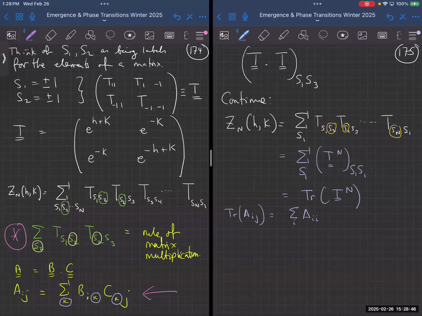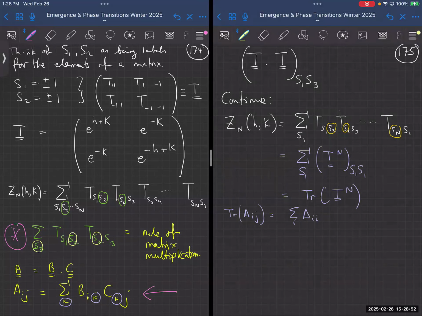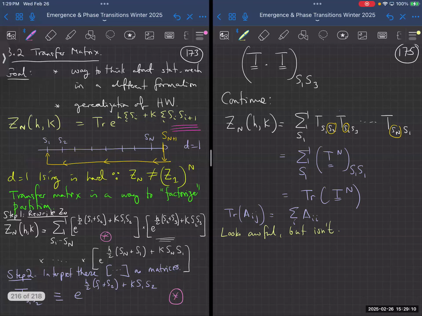Okay, so this sounds okay, very nice. I've got a 2 by 2 matrix, and then the bad news is I've got to raise it to the nth power. Okay, so that's awful, but we can do a trick. Okay, so this looks awful, but isn't. This is now, what step am I on? Step 3.